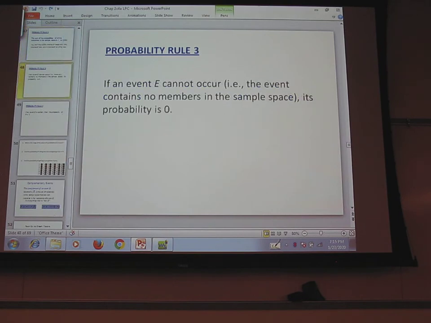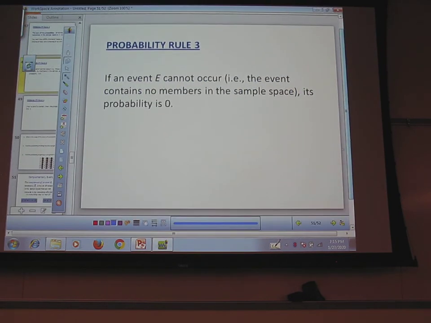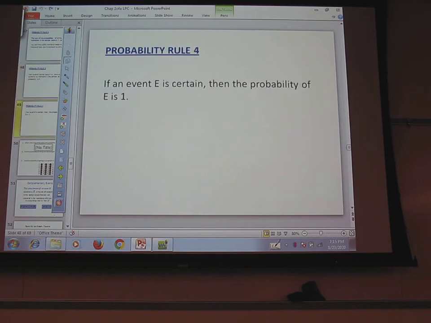These are pretty straightforward. I'm going to jump through them quickly. If something is impossible, its probability is 0. If something is certain, absolutely definitely true, then its probability is 100% or 1.